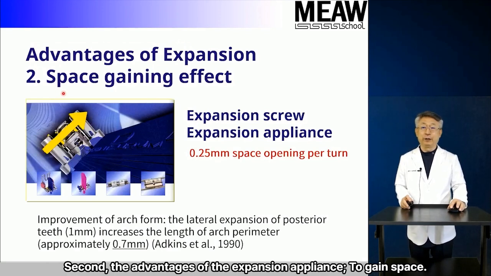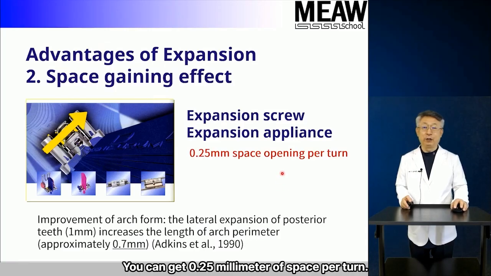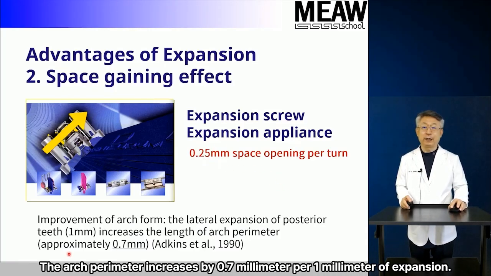Second, the advantages of the expansion appliance to gain space. You can get 0.25 mm of space per turn. The arch perimeter increases by 0.7 mm per 1 mm of expansion.